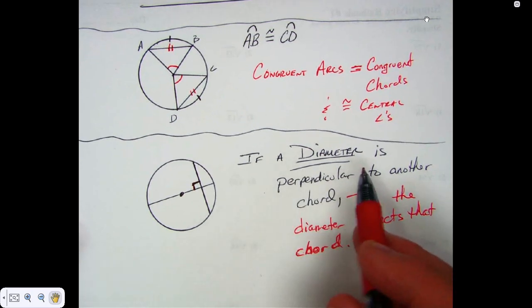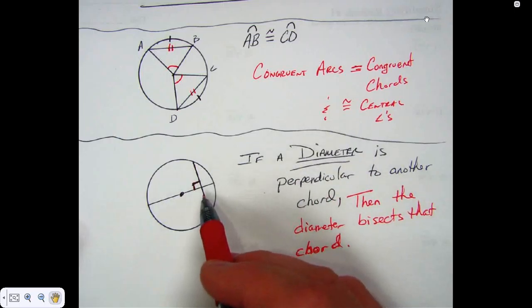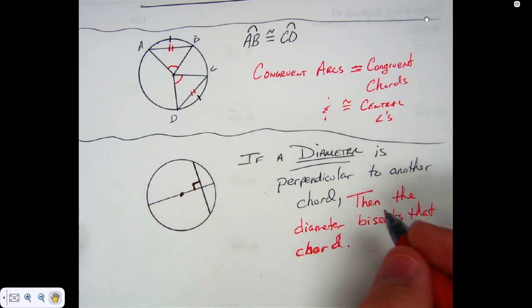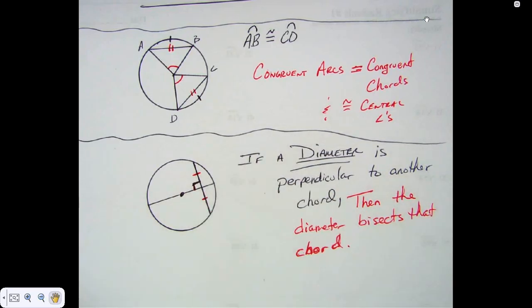If a diameter, keyword is what? Diameter is perpendicular to a chord, it cuts that chord in half. It bisects it, so I need to put what? Means this is congruent to what? And it looks like it, doesn't it?